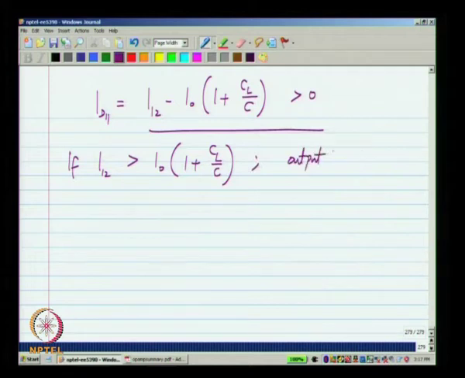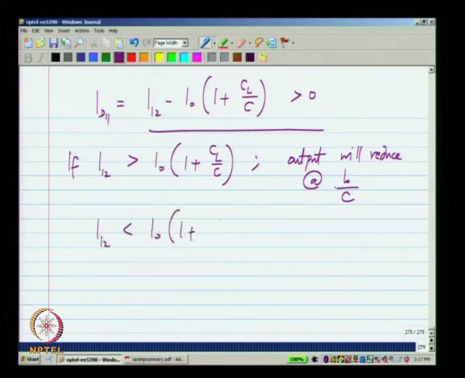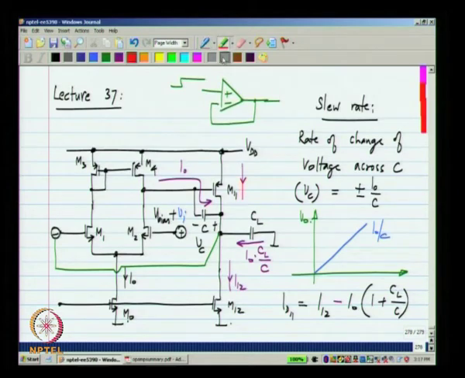the output will reduce at a rate of I naught by C. But what happens if I12 is less than I naught times 1 plus CL by C? What happens in that case is that as we apply a negative step to Vi and make the size of the step larger and larger, more and more current will flow into the integrating capacitor.